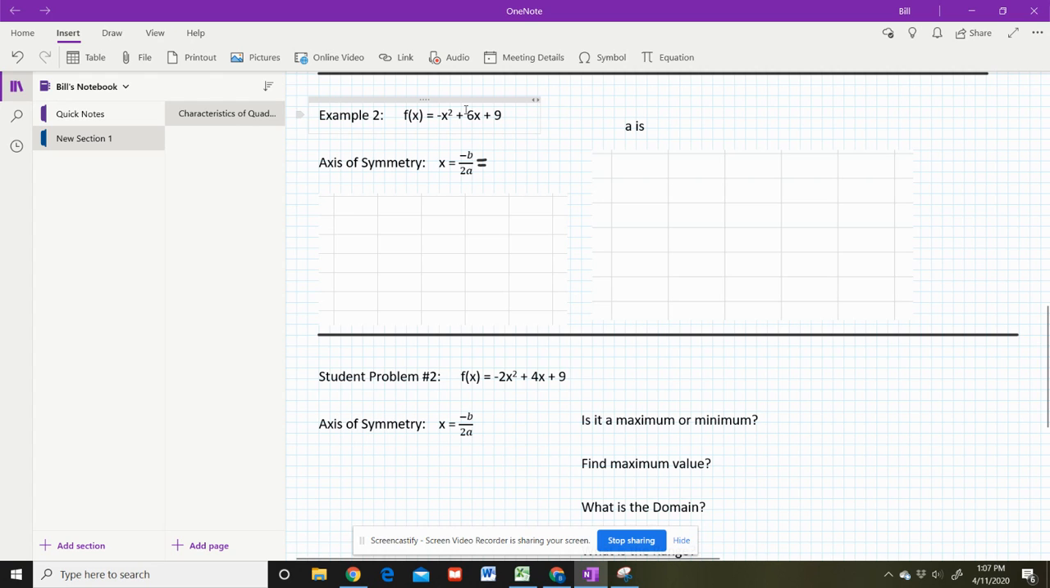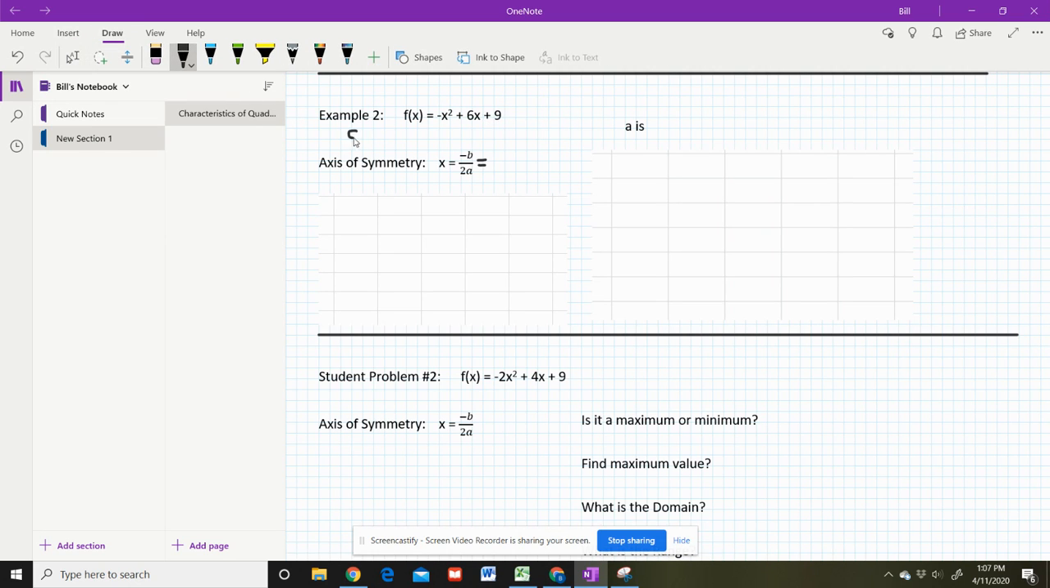So basically, for this equation, we're looking at f of x is equal to negative x squared plus 6x plus 9. So we're going to say a is equal to negative 1, b is equal to 6, and then c is equal to 9.